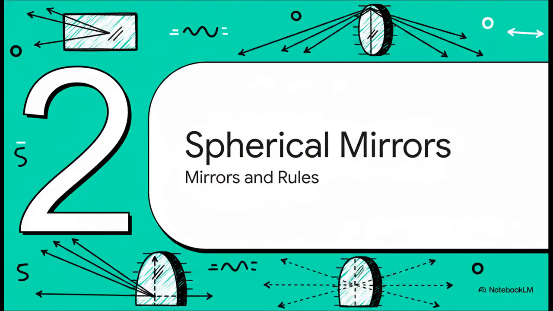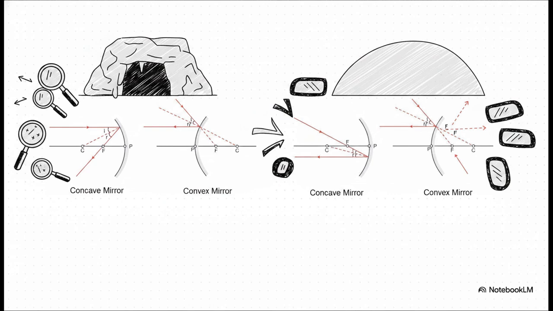Section 2. Spherical mirrors and rules. Moving beyond flat mirrors, there is a stark contrast between our two types of curved spherical mirrors. On the left side of your screen, we have the concave mirror. The best way to remember this is to think of it as caving inwards, like a cave. When parallel light rays hit a concave mirror, they are forced to converge, or meet together, at one single focal point. Now on the right, we have the convex mirror, which bulges outwards.